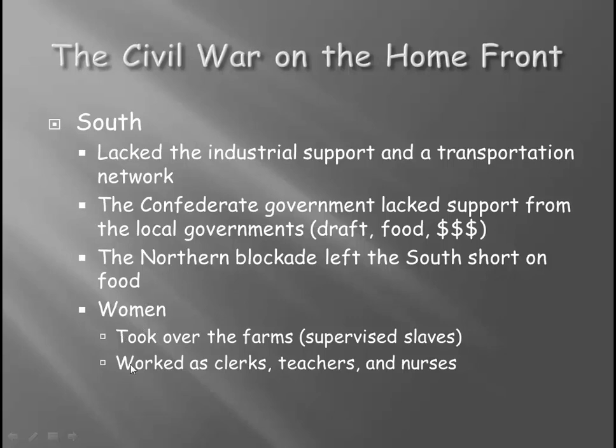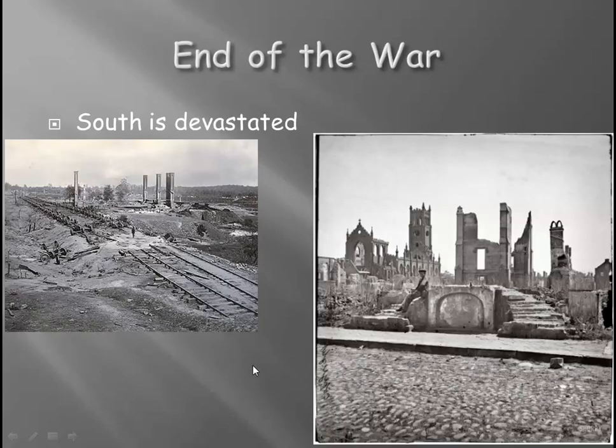Women in the South took over farms and supervised slaves. They did everything: nurses, teachers, clerks, cooks, this, that. So once again, women played a very big role in this war, right? What happens at the end of the war? The South is devastated, right? Look at the buildings blown up, railroad tracks blown up. So the only thing we have to do now is simply rebuild the South. And if you stay tuned, that'll be our next video in this series. Hopefully you got what you need here. You should know the Union battle plan, Lincoln's actions during the war, and we'll see you soon.